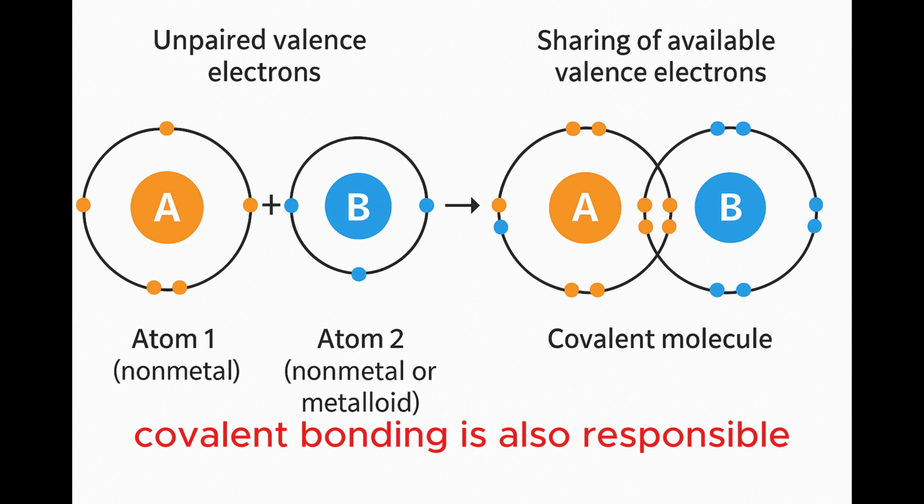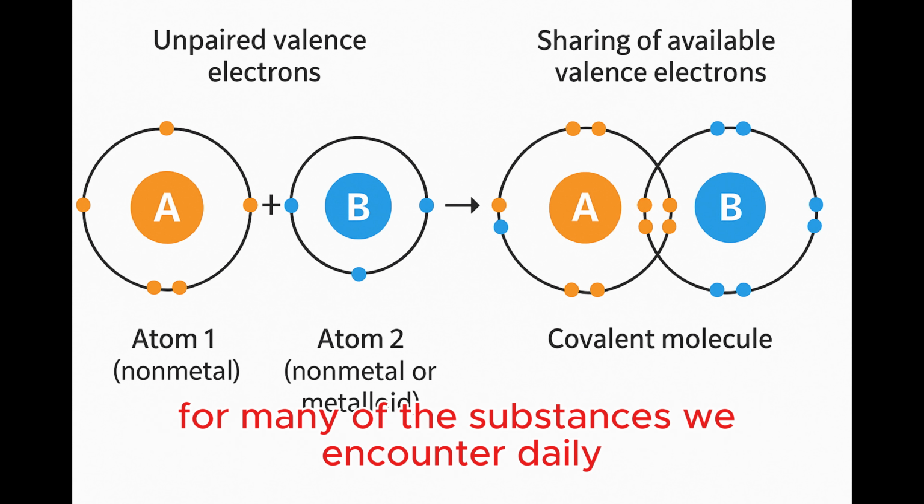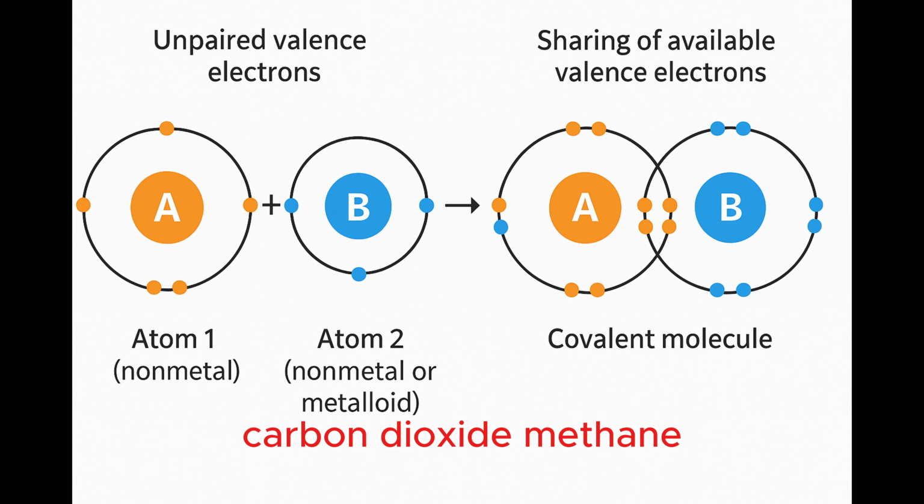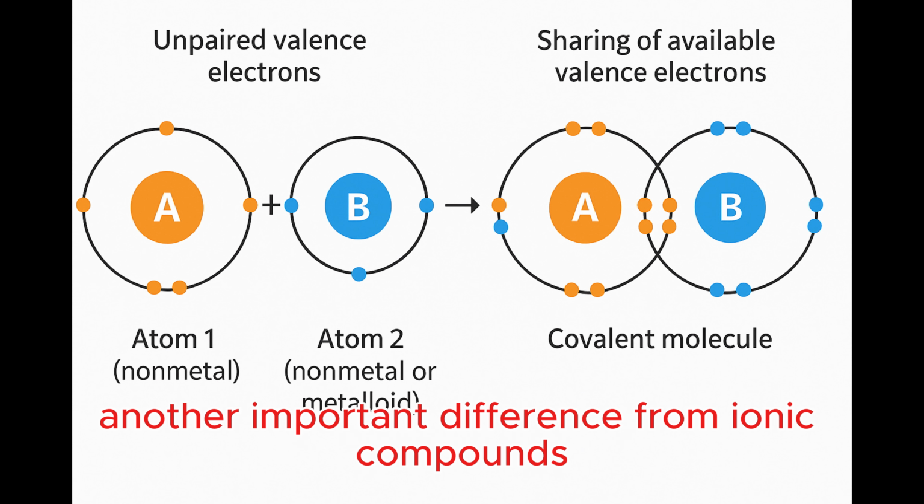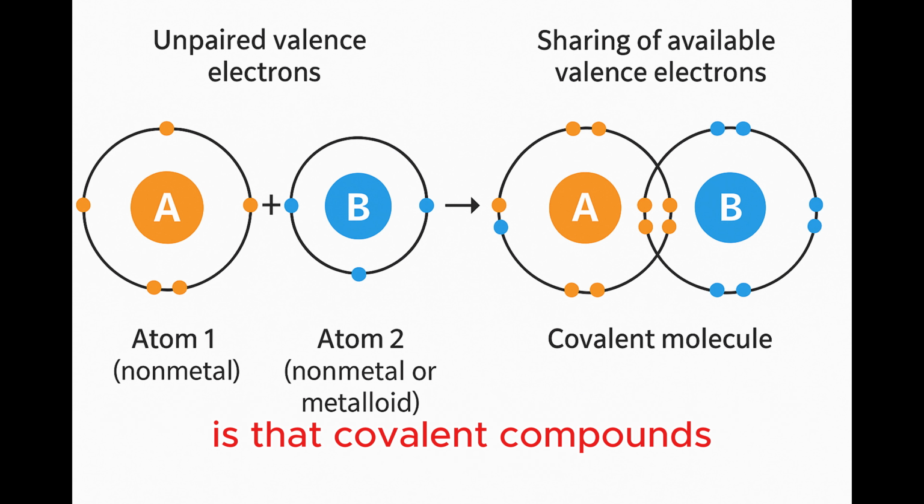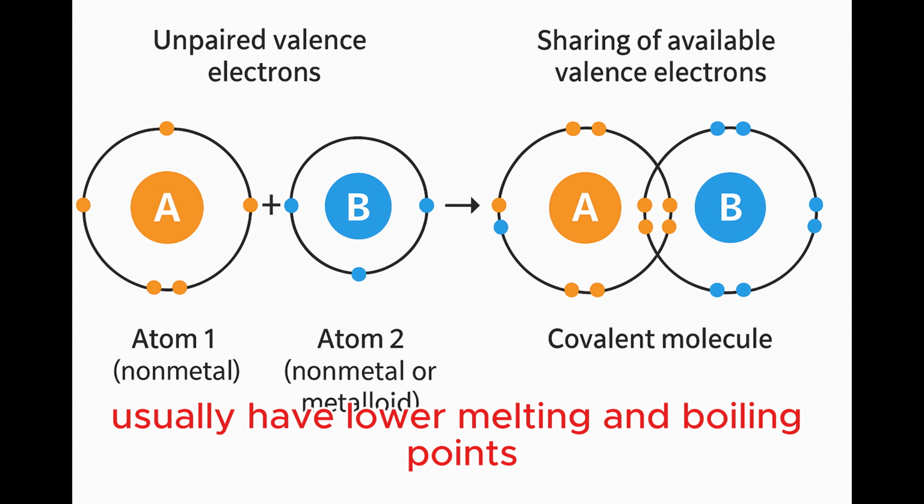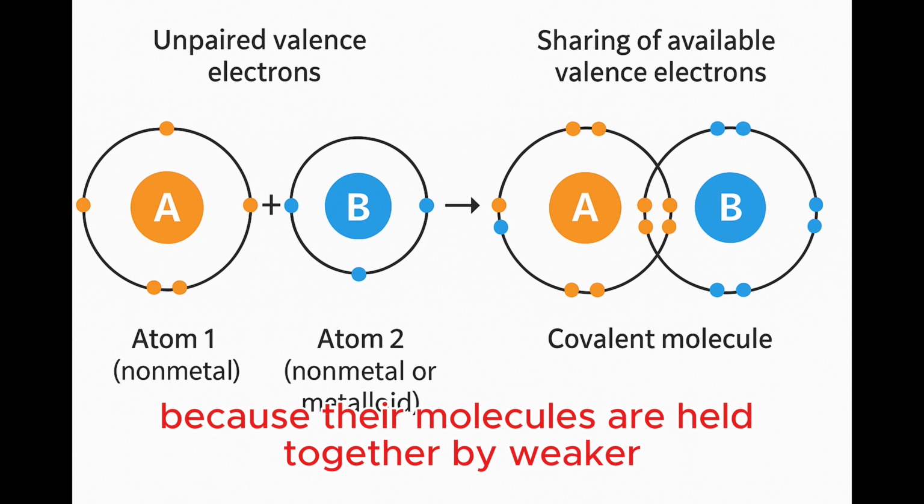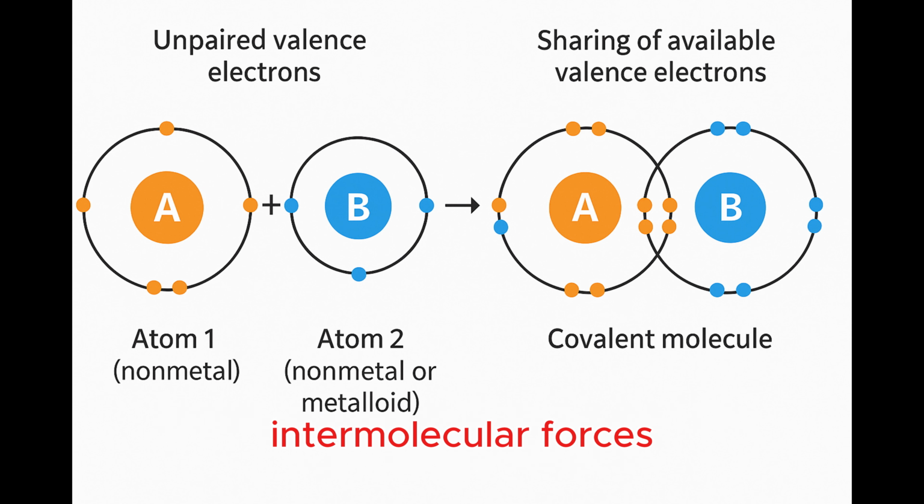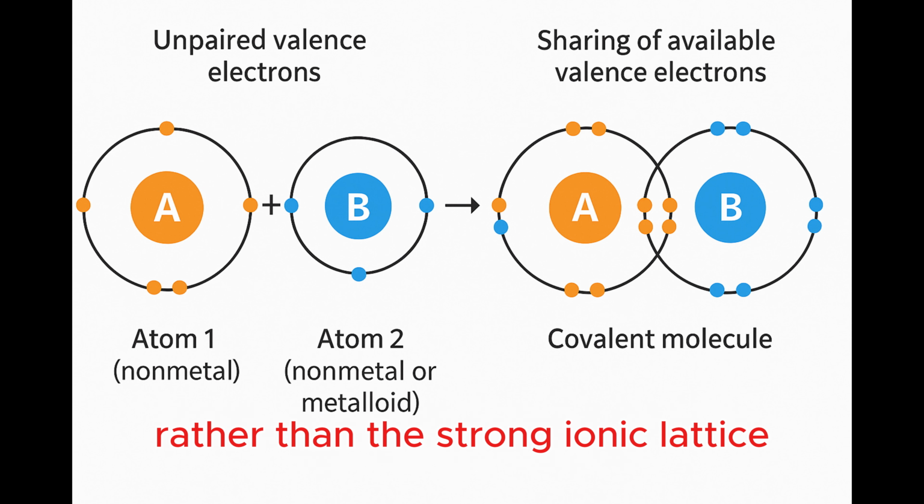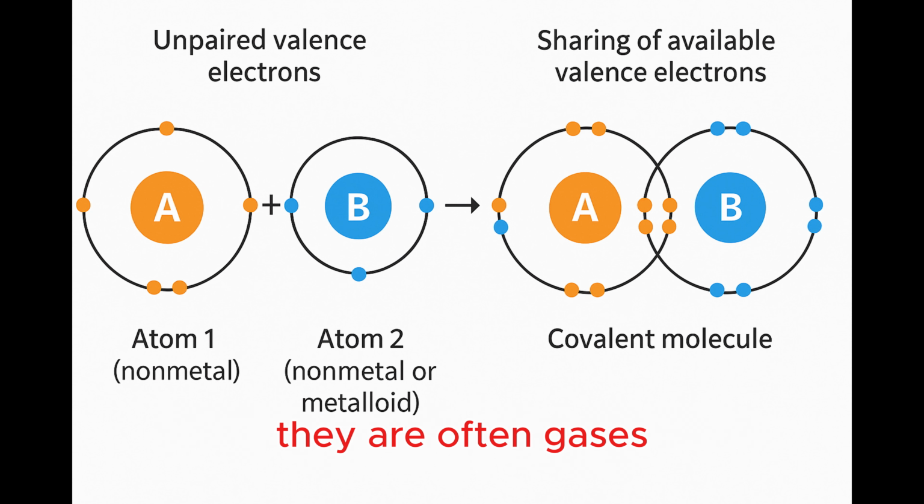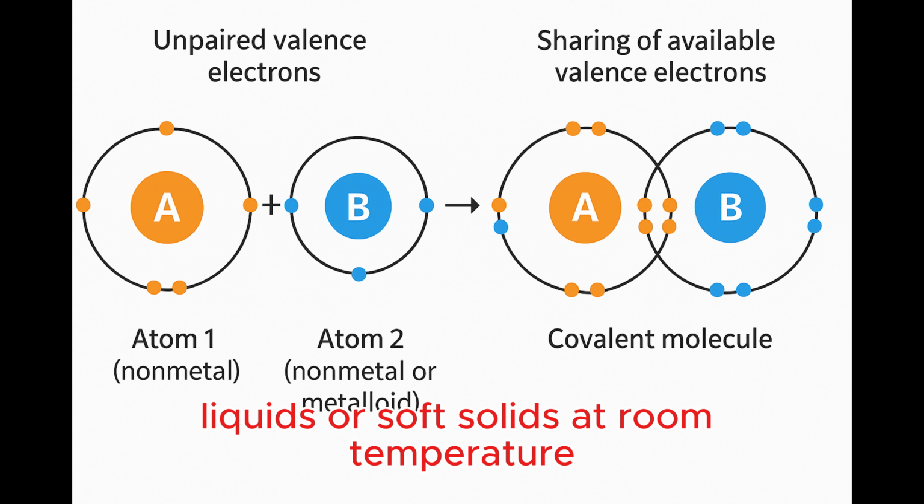Covalent bonding is also responsible for many of the substances we encounter daily, including water, oxygen, carbon dioxide, methane, glucose, and proteins. Another important difference from ionic compounds is that covalent compounds usually have lower melting and boiling points because their molecules are held together by weaker intermolecular forces rather than the strong ionic lattice. They are often gases, liquids, or soft solids at room temperature.